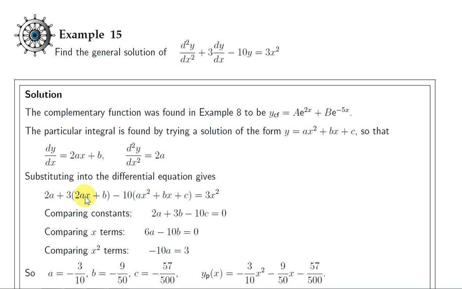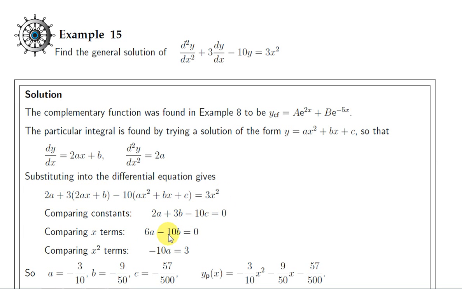The coefficients of x must be the same on both sides. The coefficient of x on the left hand side is 6a minus 10b, so that's it here. The coefficient of x on the right hand side is 0. We have 0x on the right hand side. And finally, the constant terms on both sides must be the same. So the constant term on the left hand side is 2a plus 3b minus 10c, and the constant term on the right hand side is 0. So we have these three equations.